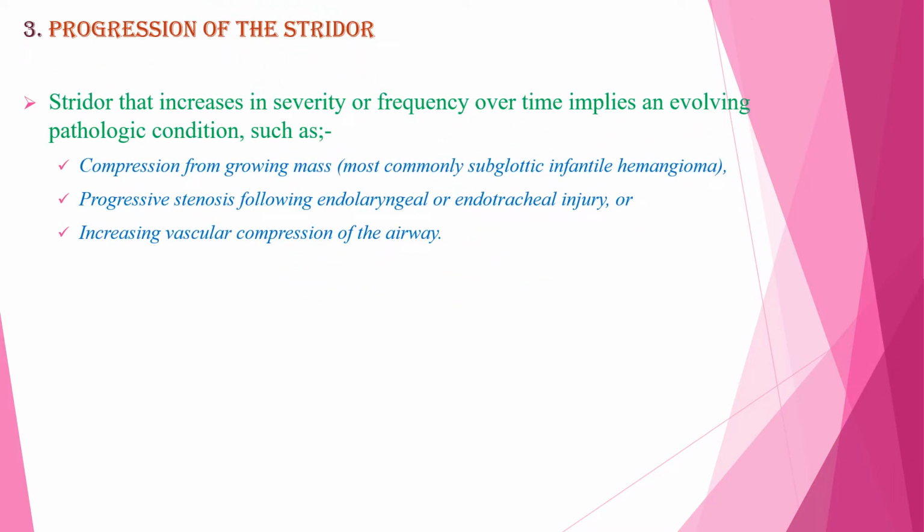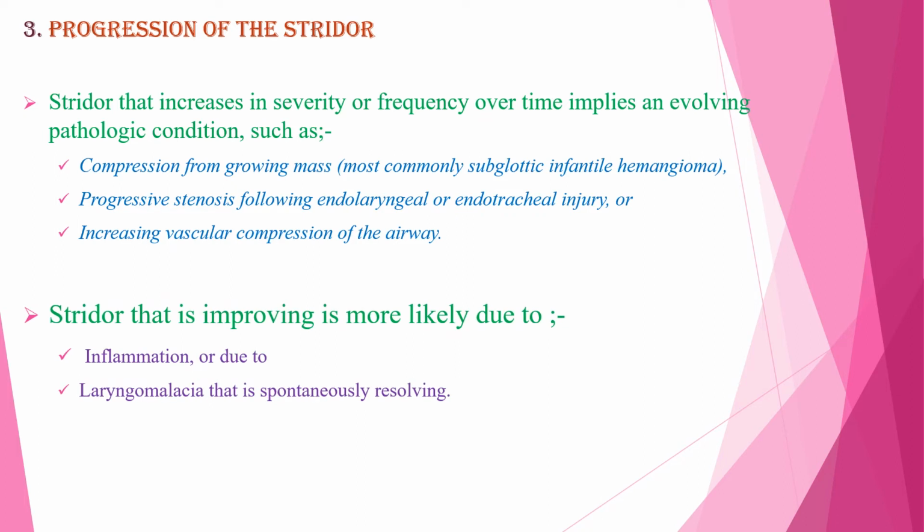The other thing that we should ask about is progression of the stridor. Stridor that increases in severity or frequency over time implies an evolving pathologic condition such as compression from a growing mass, such as infantile hemangioma, progressive stenosis following endolaryngeal or endotracheal injury, or increasing vascular compression of the airway. Stridor that is improving is more likely due to inflammation or to laryngomalacia that is spontaneously resolving.